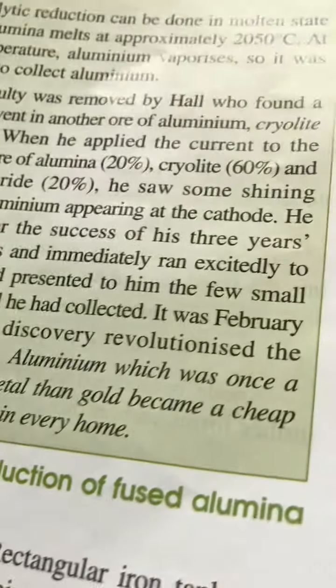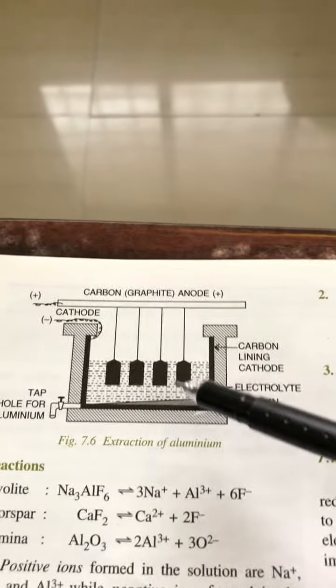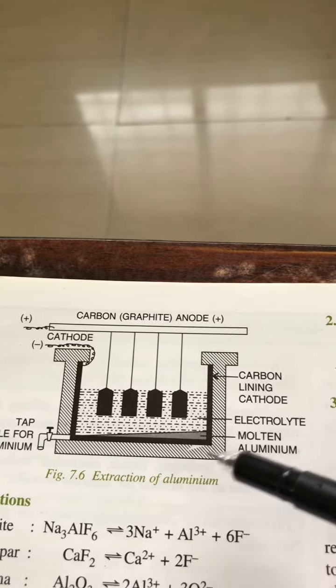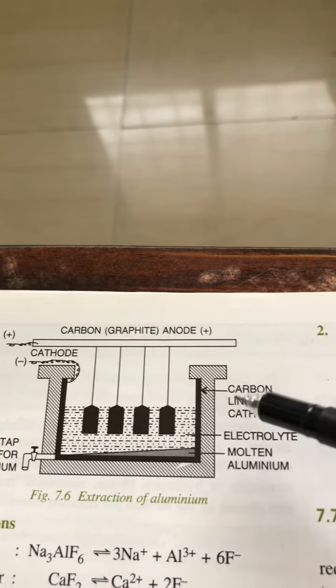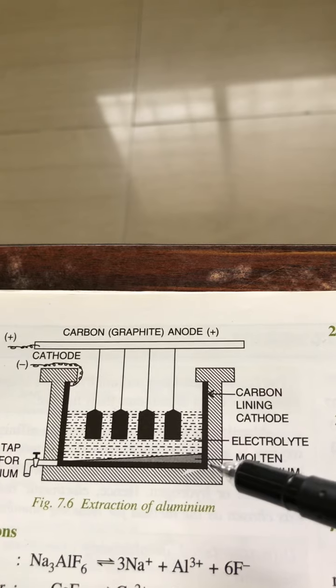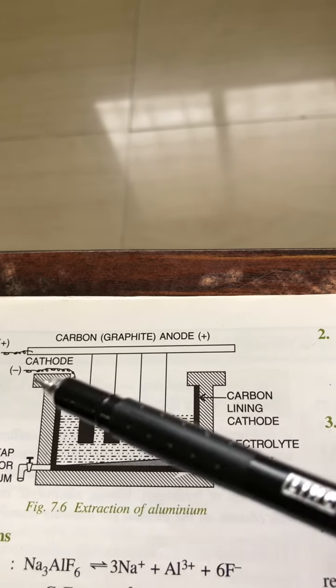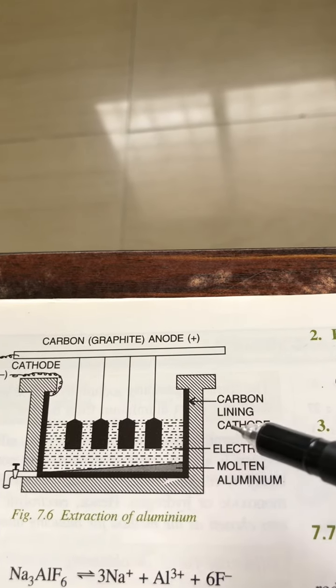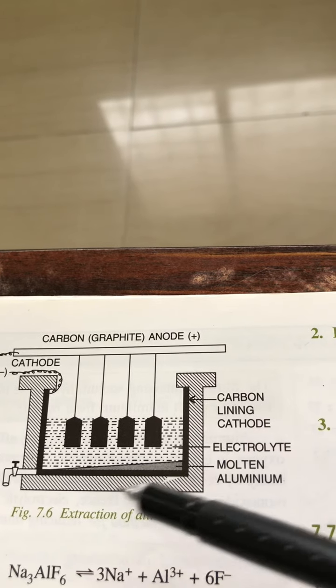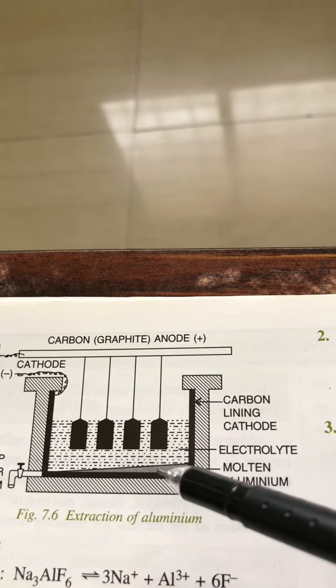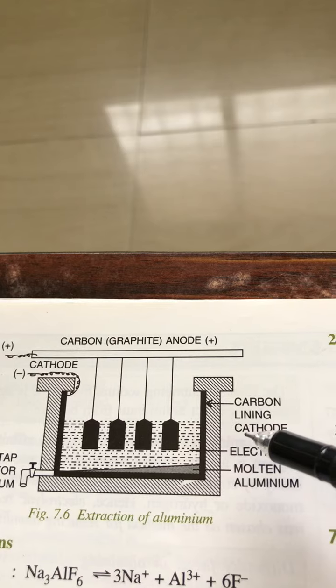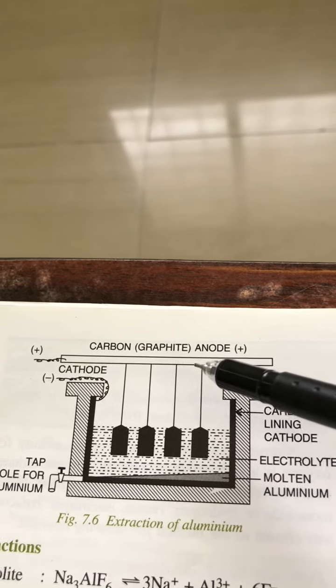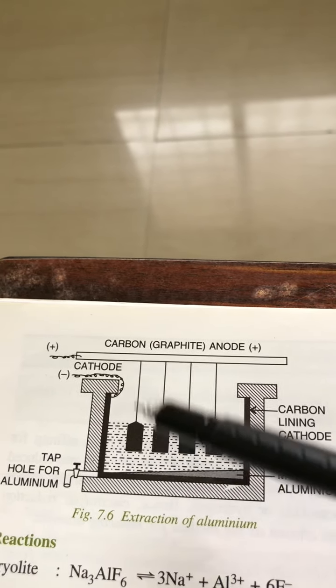Now we'll move on to the next point. What is the next point? Here in the diagram, how we do this electrolytic reduction is given. Check first. Here also anode and cathode are there. It is an electrolytic cell, as you can see here, and a carbon lining is there at the bottom. This carbon lining acts as the cathode. And then we have graphite anodes hung here.